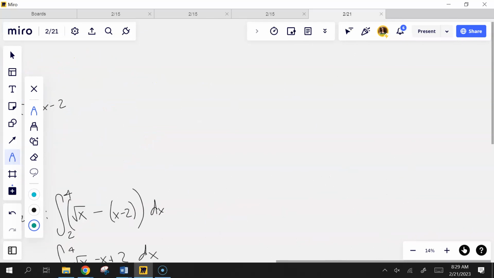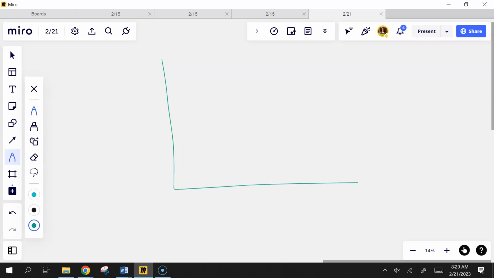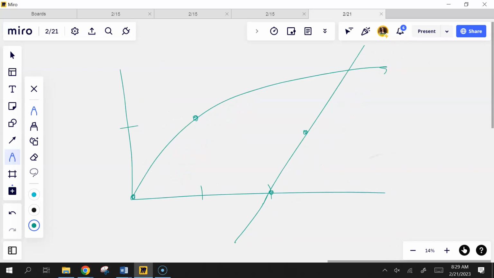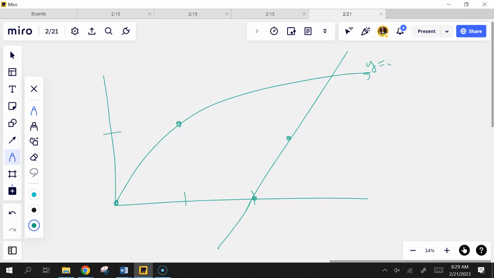Now, let me just regraph it. Something like that. Doesn't have to be exact, just so that you can see this is square root of x. This is x minus 2. I'm going to say that this definitely does not have a negative slope.